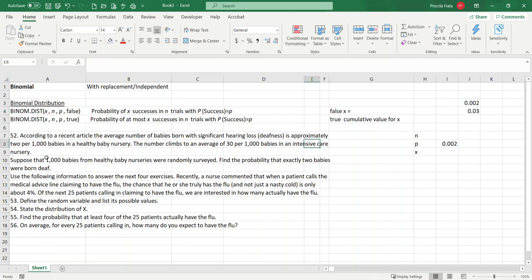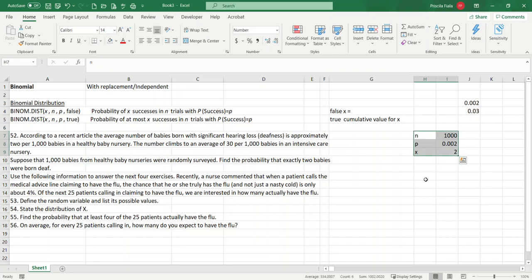Okay, so suppose that 1,000 babies from healthy baby nurseries were randomly surveyed. So the size of my sample is 1,000 babies. Okay, and find the probability that exactly 2 babies were born deaf. So right here, I already have all the information I need to plug into this formula.